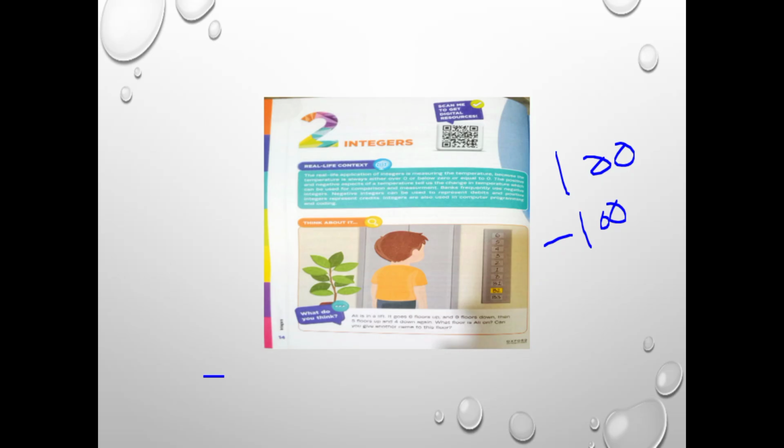If you go down one level, you are at -1. If you go further down, you are at -2. So students, in all these examples, above or having is positive, below or owing is negative. That's why we need integers to show both directions.